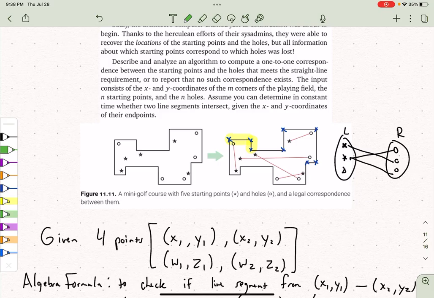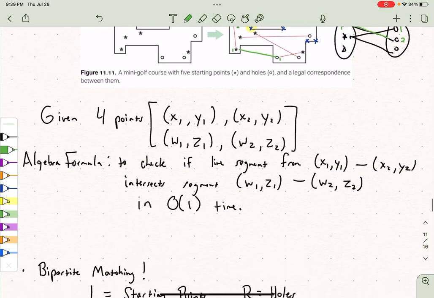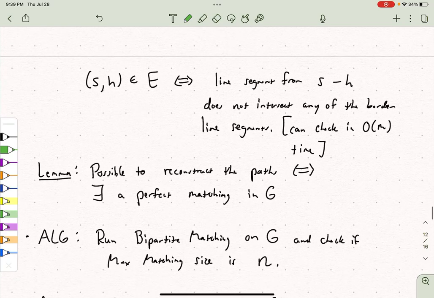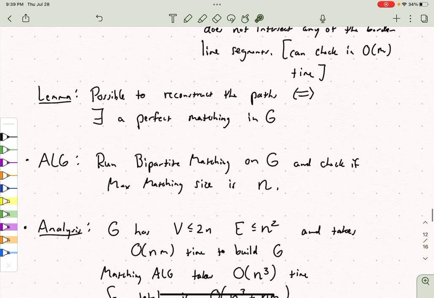So for example, if this is the first star and this is the first hole, then we actually don't have an edge there because connecting them would cause you to go over the border. However, for hole 2, there is an edge there because it is possible to connect them. So that's what our graph would look like. So we create the graph, and then the key theorem here is we can reconstruct the paths exactly when there exists a perfect matching. So what are we going to actually do?